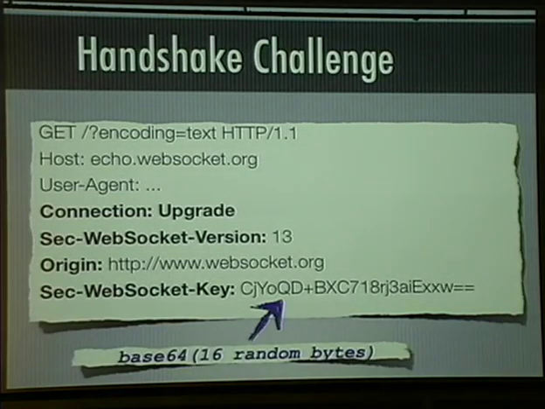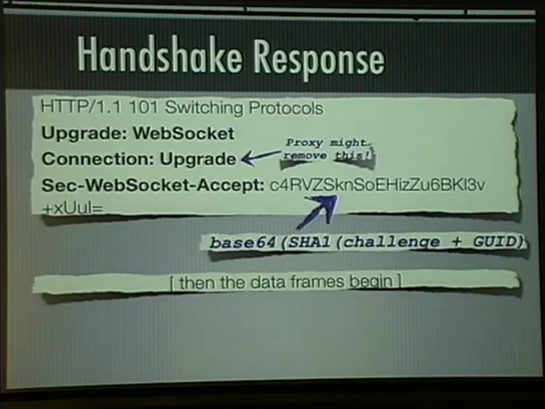So, to continue with the introduction, I'll talk a little bit more about the handshake and what things look like. To actually establish a WebSocket connection, you need to go through an HTTP handshake. The browser sends a challenge, and part of this challenge is a Sec-WebSocket-Key. This is 128 random bits. That's a 16d8 for any of you role players out there.